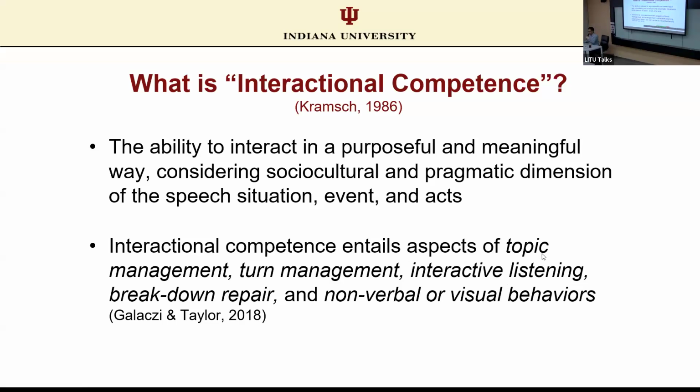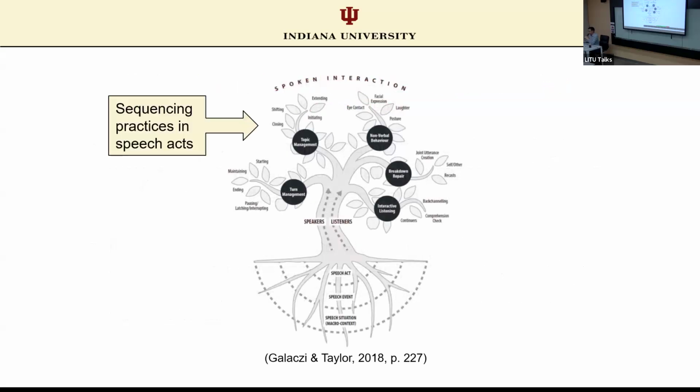So interactional competence entails these aspects: topic management, turn management, interactive listening, breakdown repair, and nonverbal visual behaviors. So the scholars defined interactional competence in this one single sentence, but it's still abstract, right? So these scholars and other pragmatics researchers operationalize interactional competence, so it can be observable, using these smaller aspects of interactional competence. This is a very famous illustration that these two researchers used to explain these different aspects.